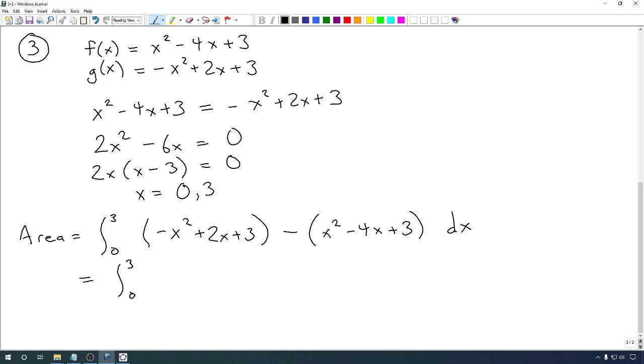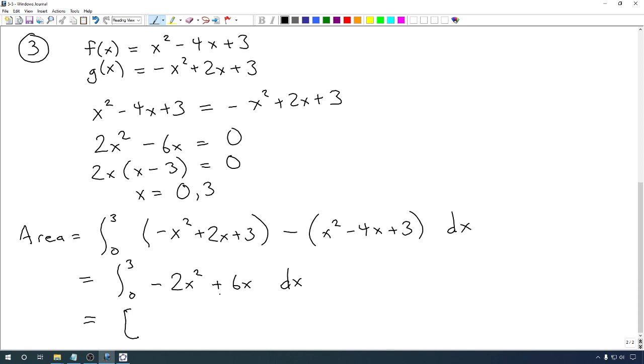So we have a negative x squared. Here we also have a negative x squared, so that becomes a negative 2x squared. We have a 2x, but then we have a negative of a negative 4x, so a plus 4x. So we get a plus 6x. Then we have a 3 minus a 3, so those cancel out. And you might notice that what we got is pretty similar to what we got when we were trying to solve. When you have to find points of intersection, you end up seeing a similar thing in your integrand. Though we actually got the negative of it, so we can't really count on doing it correctly unless we know what we're doing.